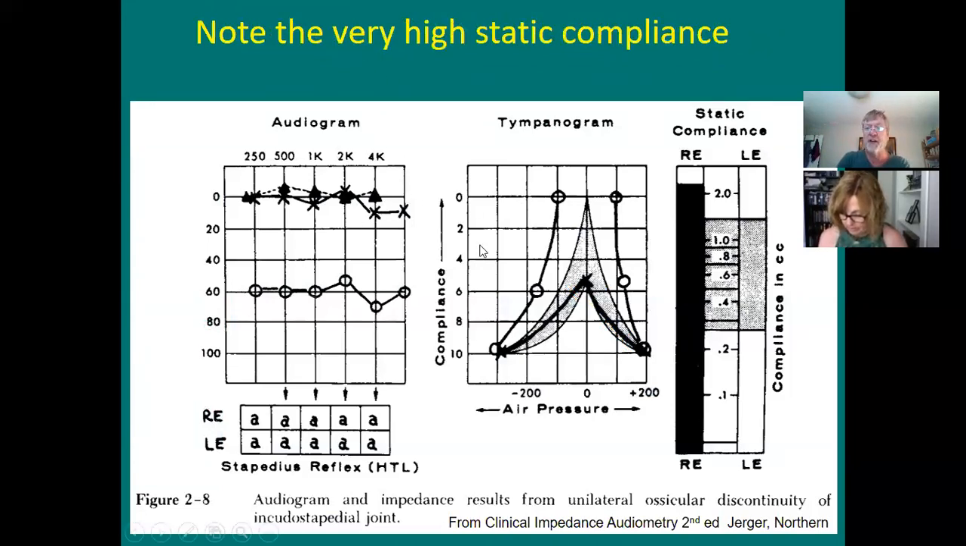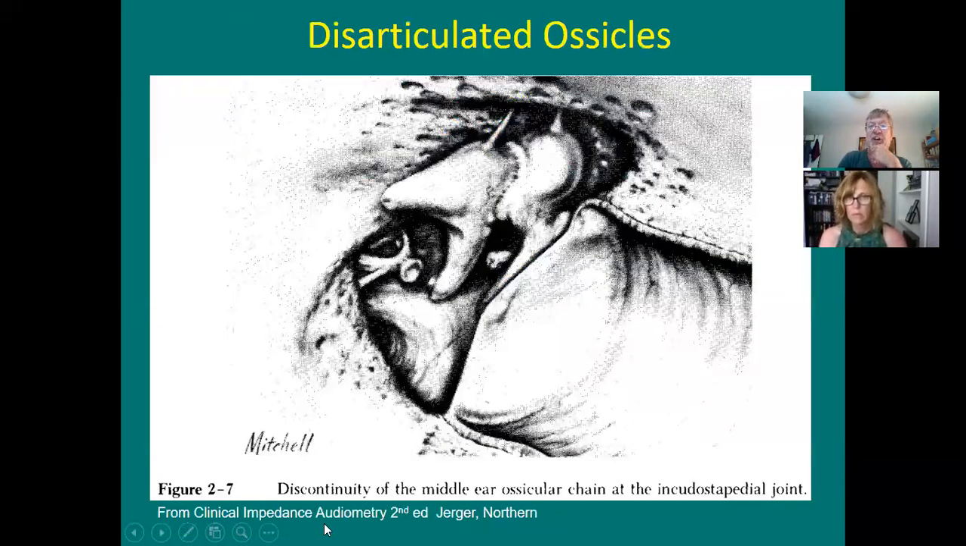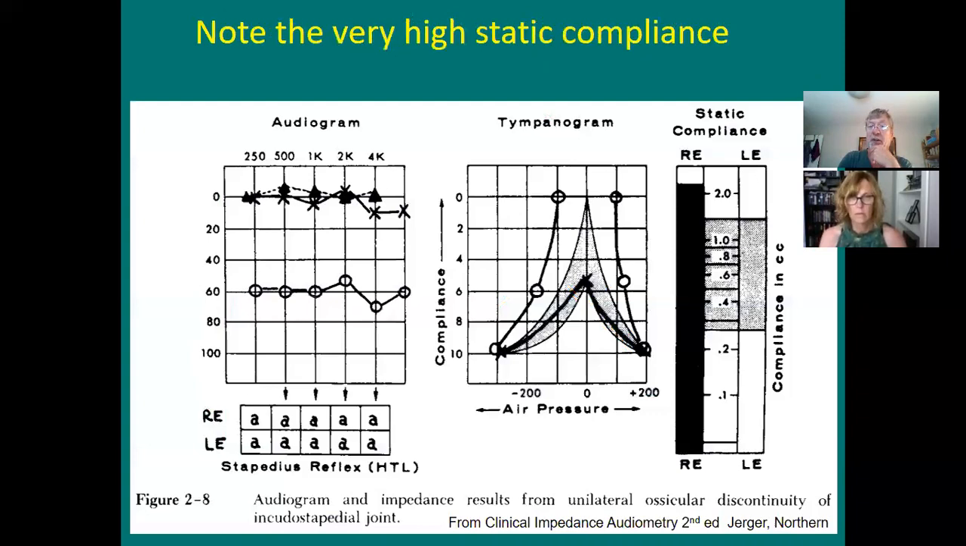Here's a person with disarticulated ossicles. Read what it says here at the bottom. Audiogram and impedance results, tympanogram results, from unilateral ossicular discontinuity of the incus stapedial joint. Just the picture that we saw here. Okay, this is the audiogram. Hearing loss of 60 dB.